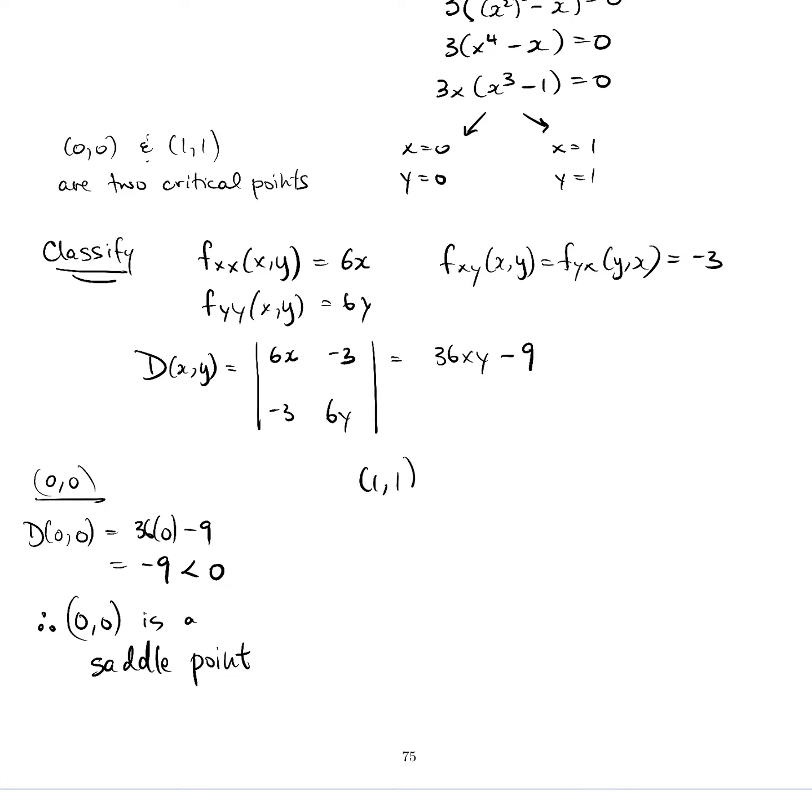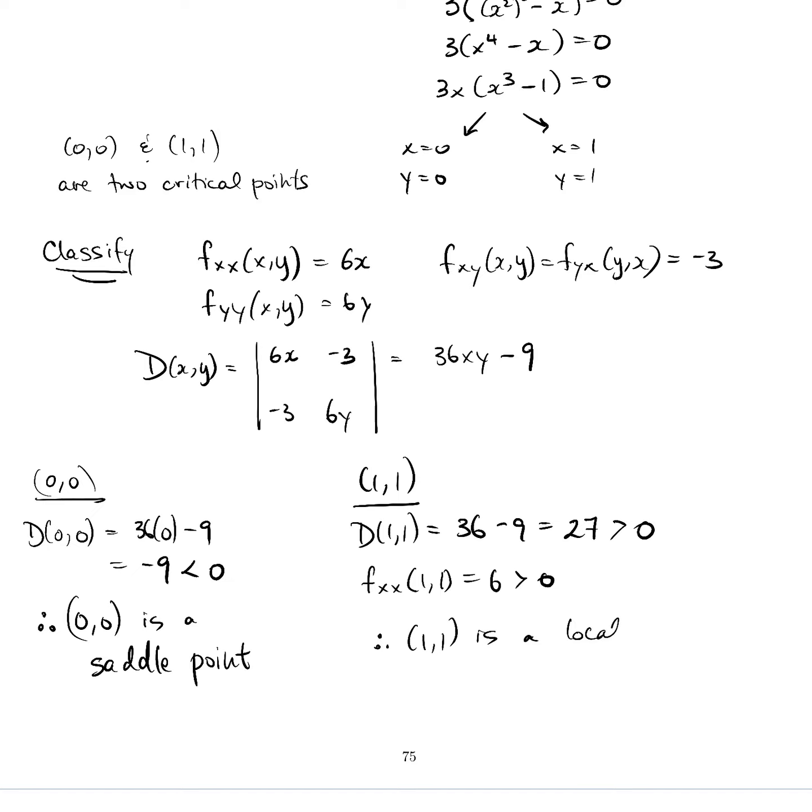Looking at the point 1, 1, D of 1, 1 is 36 times 1 times 1, so 36 minus 9 is 27, which is greater than 0. If the determinant is greater than 0, we need to examine the sign of f sub xx. f sub xx at 1, 1 is 6, which is also greater than 0. If both of them are greater than 0, then the point 1, 1 is a local minimum.